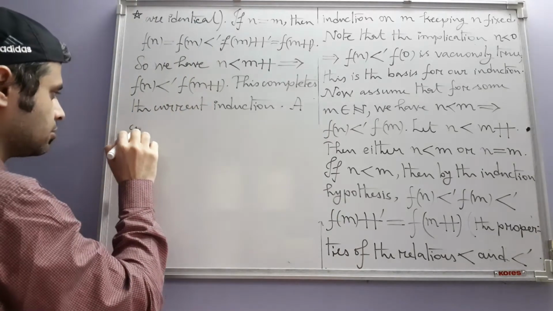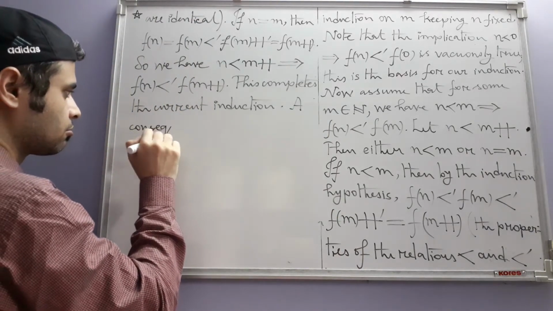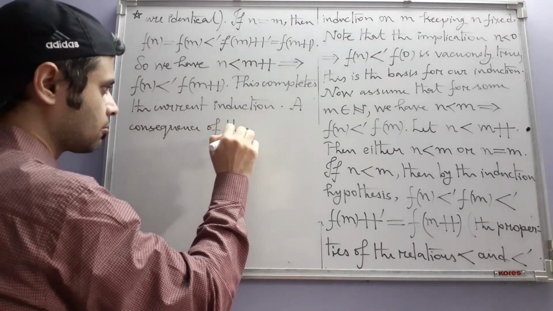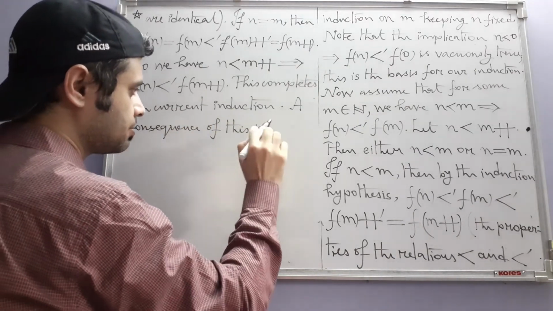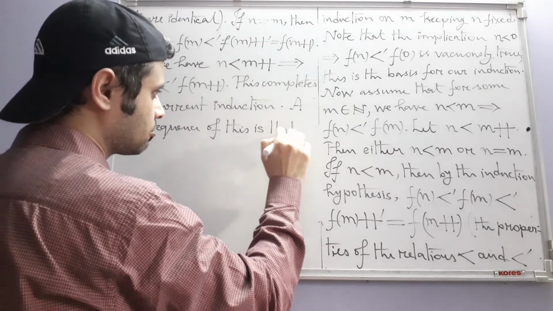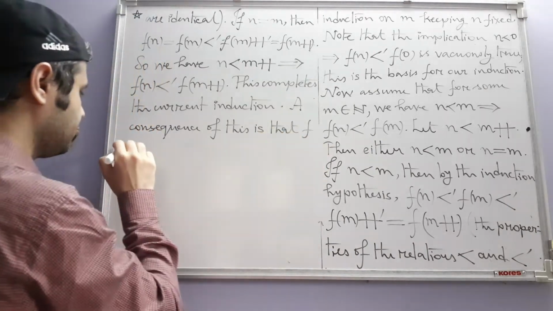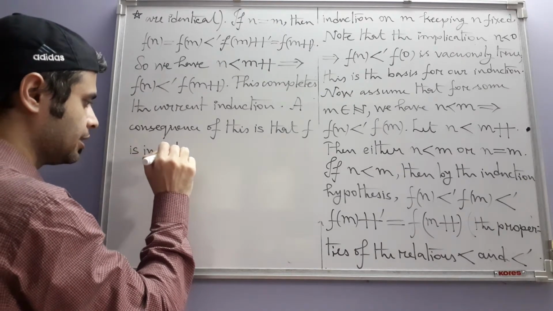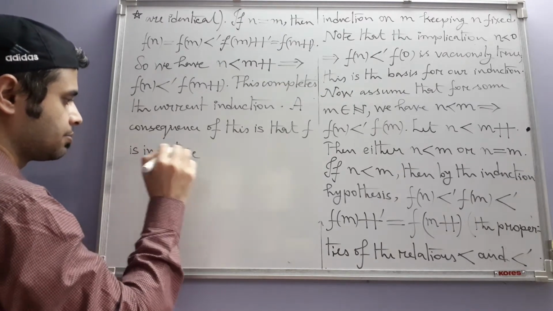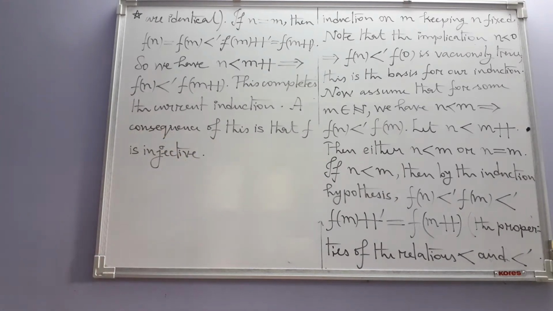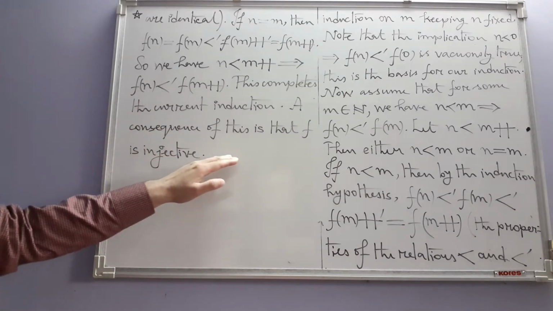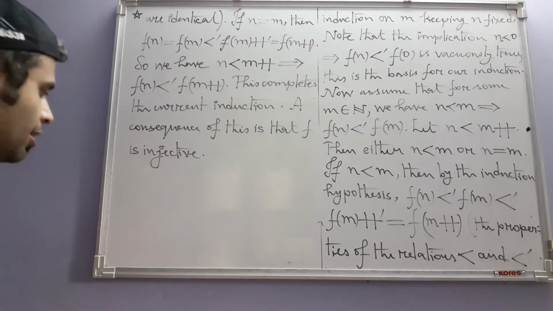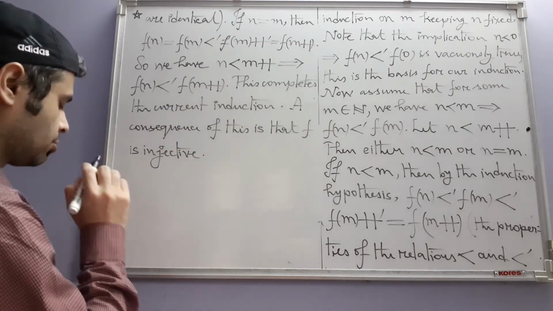A consequence of this is that f is injective. Injectivity means one-to-oneness. F is injective. How exactly does it follow from here that f is injective? That I leave to you. You have to show this.